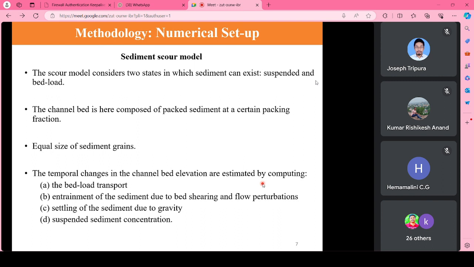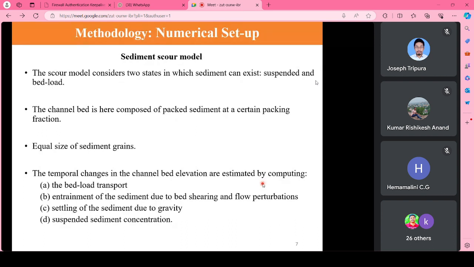Now what is the story occurring at the bed level, and how can we mathematically formulate those physics occurring at the bed level? So the bed is assumed as packed sediment, right? And the sediment can be in two modes. Sediment can flow in the form of bed load, and it can also be in suspended load. So we have to model two things: bed load and suspended load.